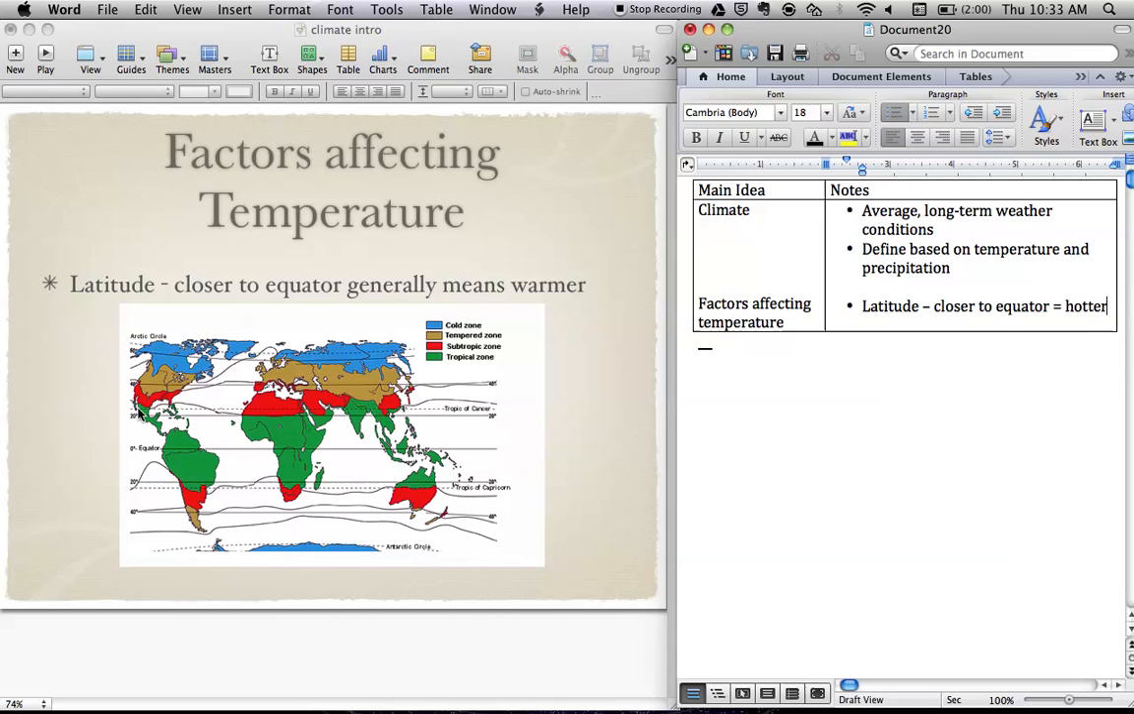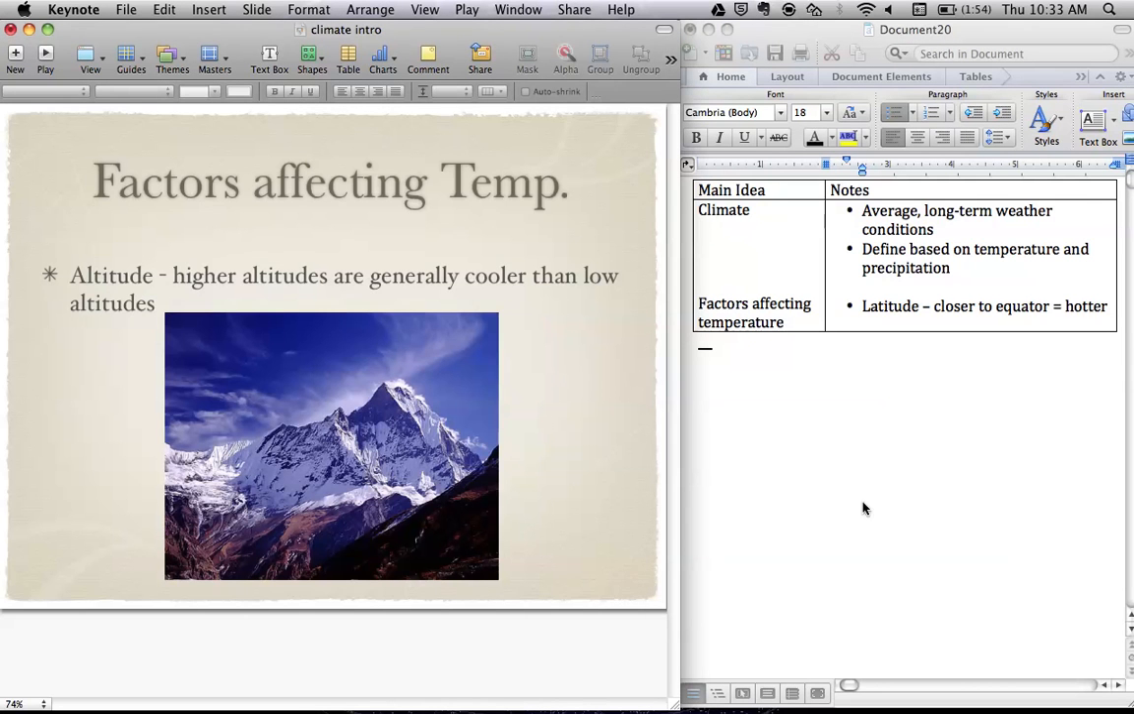If you're close to the equator, like these green areas here, that's considered to be a tropical zone. The red areas are considered to be subtropical. That's where we are here in Atlanta, right about there. Farther up is what we would call the temperate zone. And then way near the poles is what we would consider the cold or polar zone. So latitude obviously has a big effect on the temperature in a region.